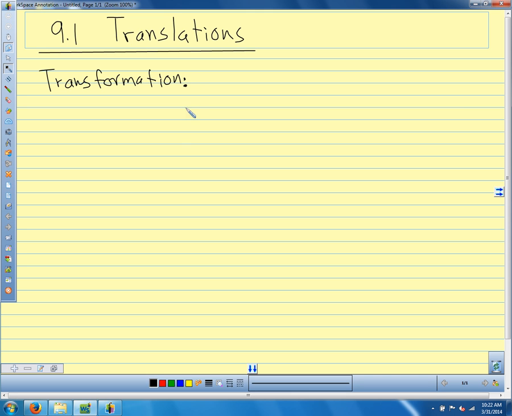So what are we going to guess? What are we going to guess that a transformation, if we're talking about a transformation of a figure, what are we talking about? What is a transformation going to do? Change it somehow. Transforms it. So a transformation changes a geometric figure somehow.